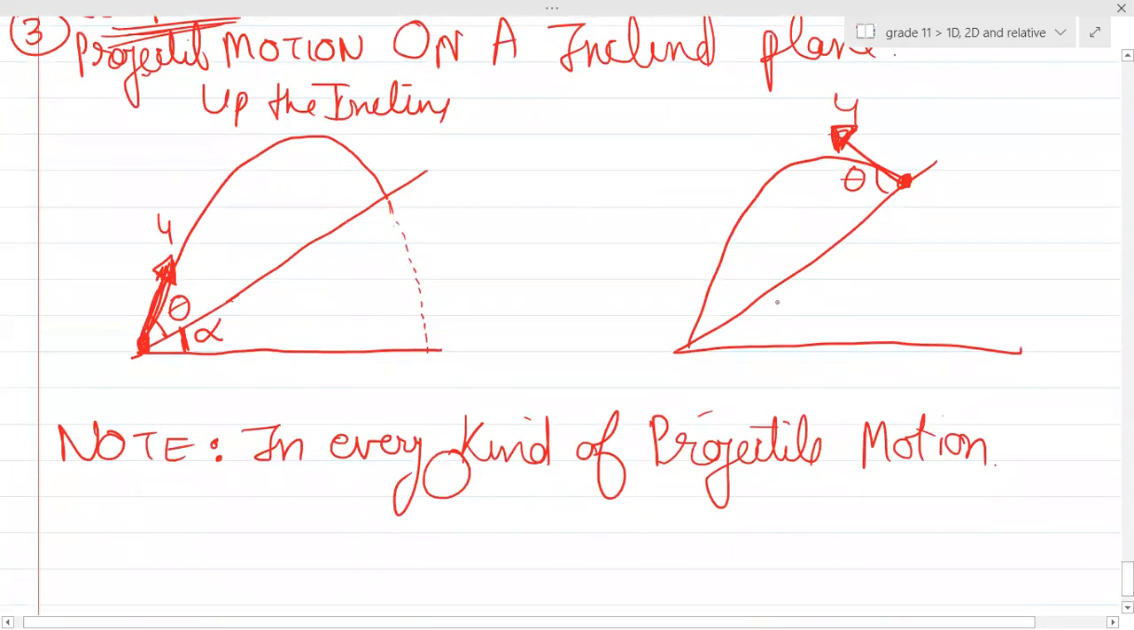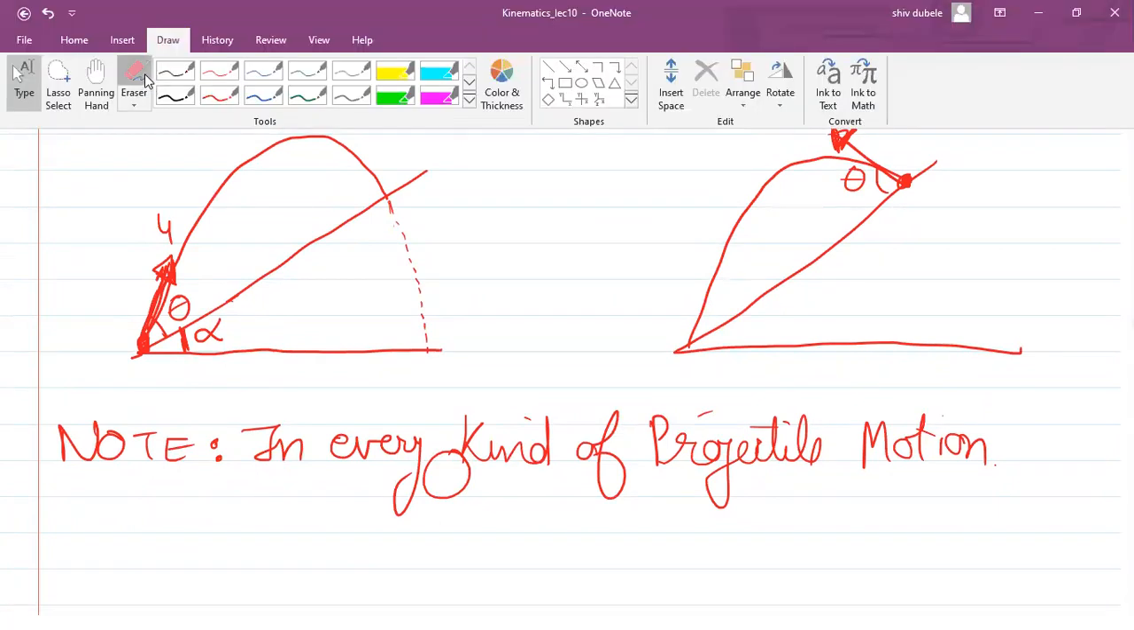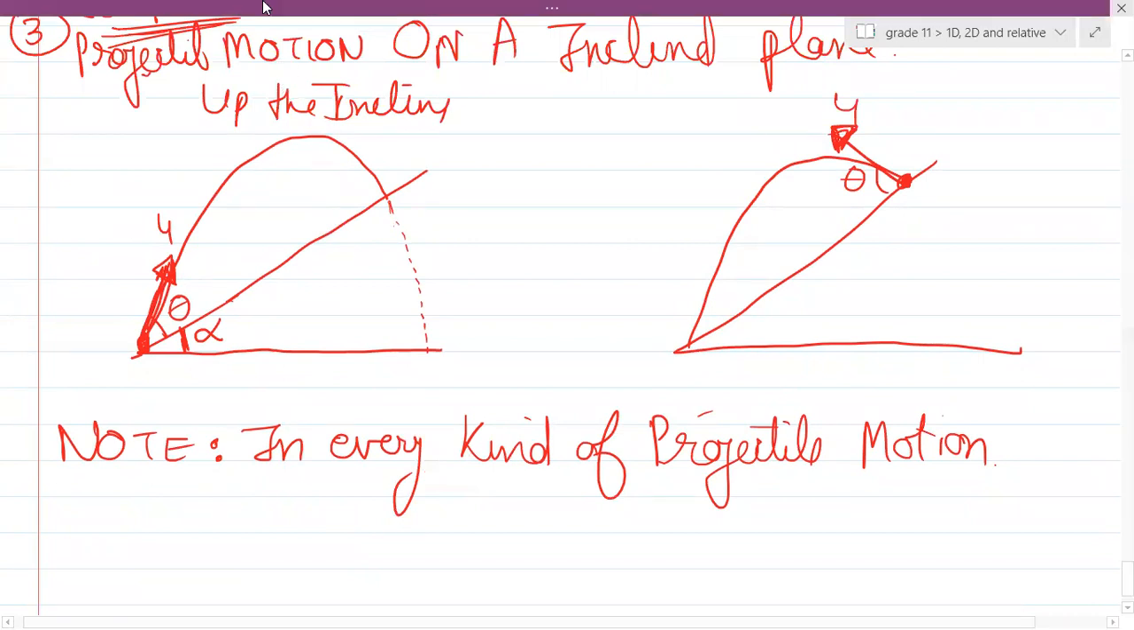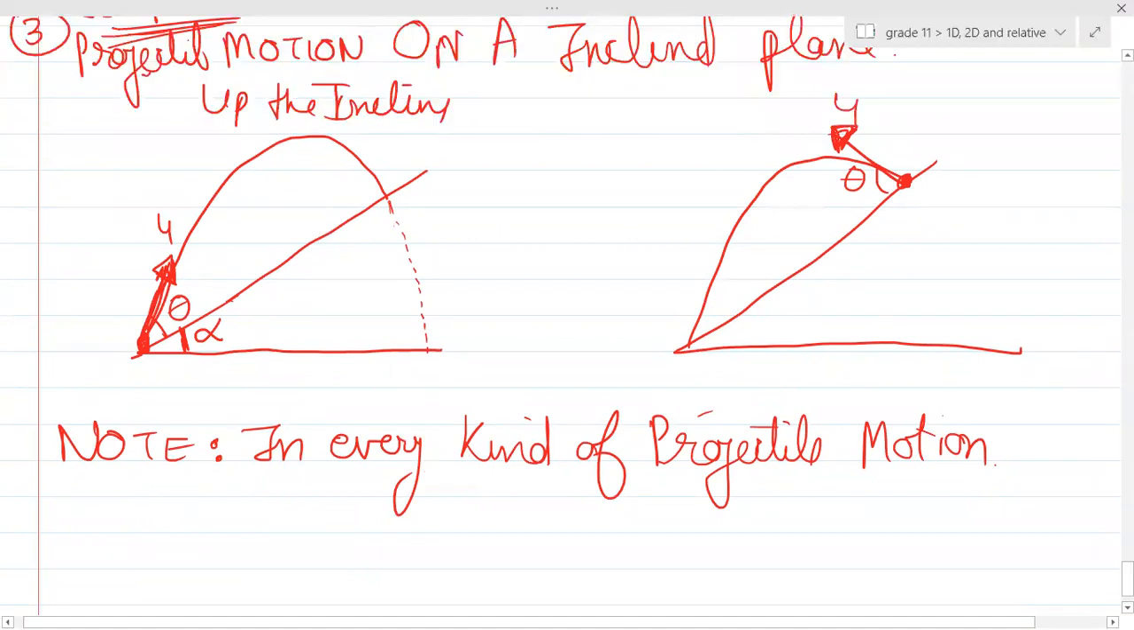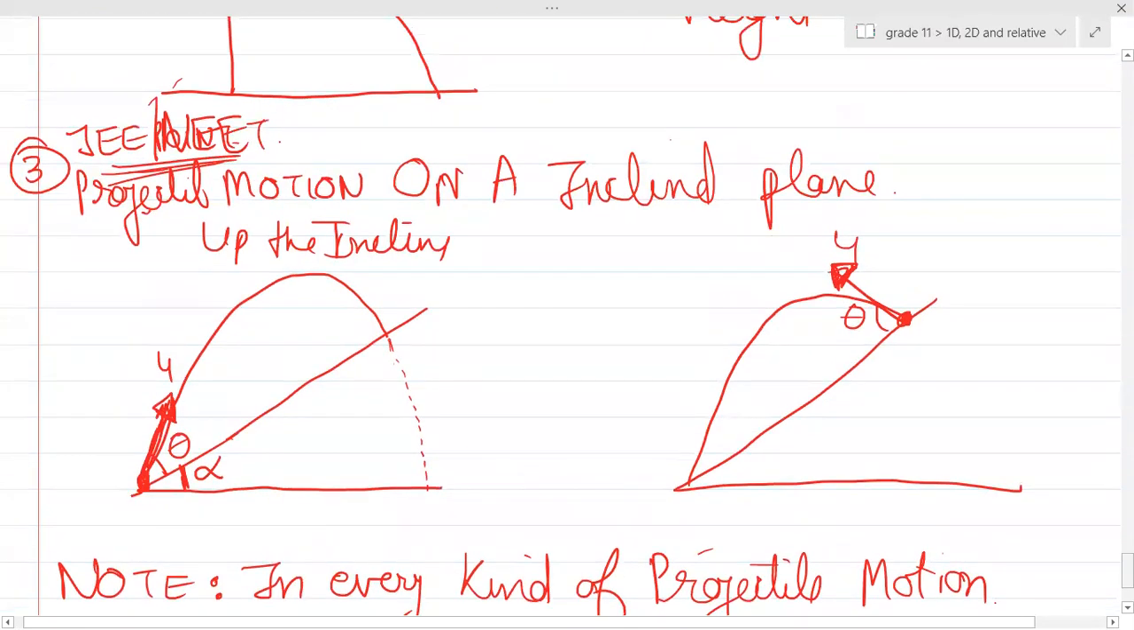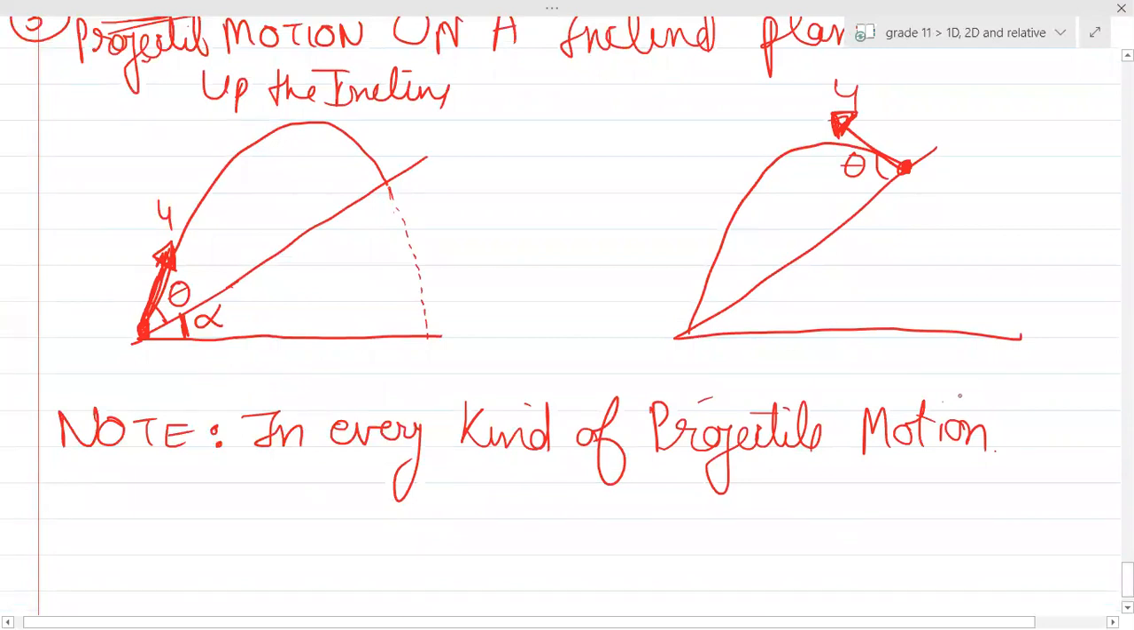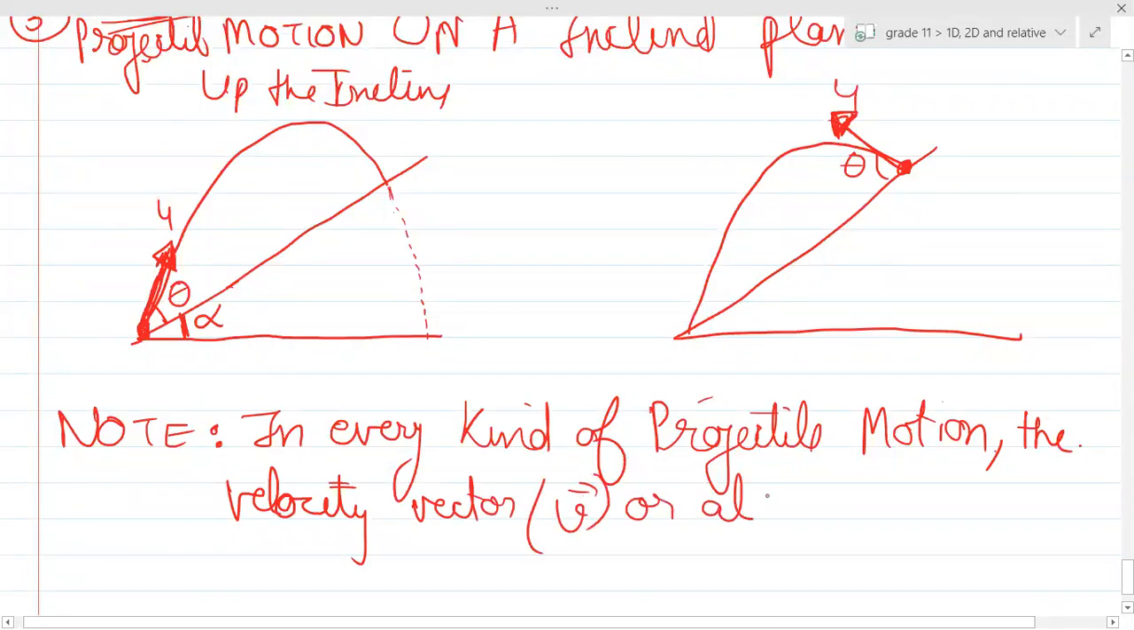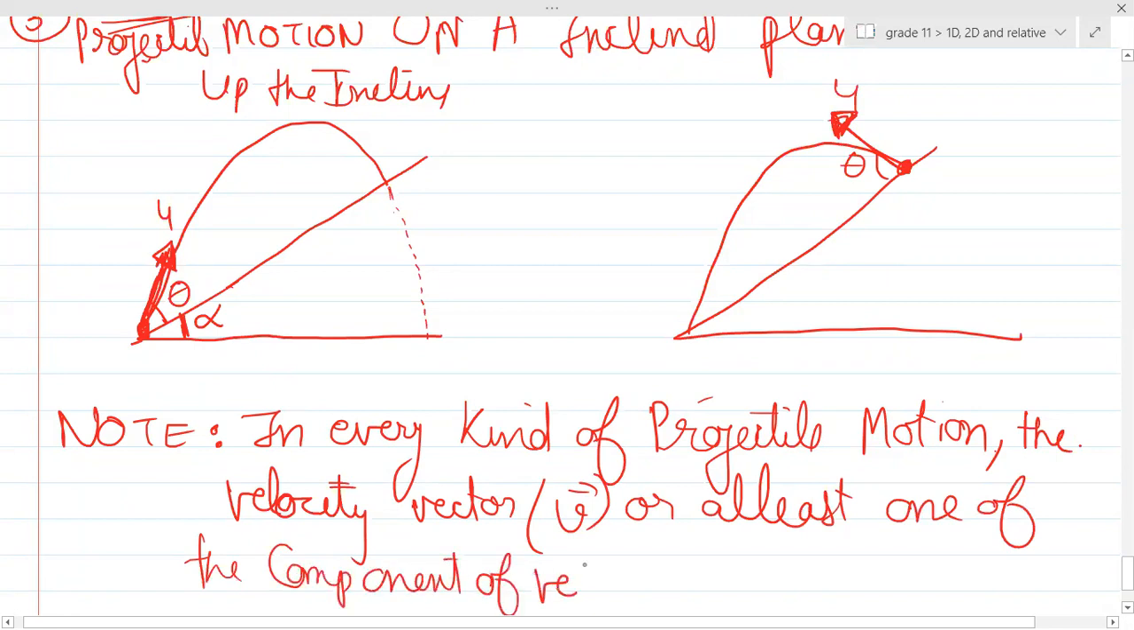Always remember, in every kind of projectile motion, one of the components of velocity is perpendicular to the acceleration.